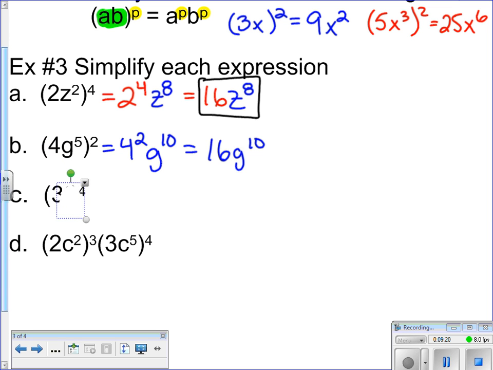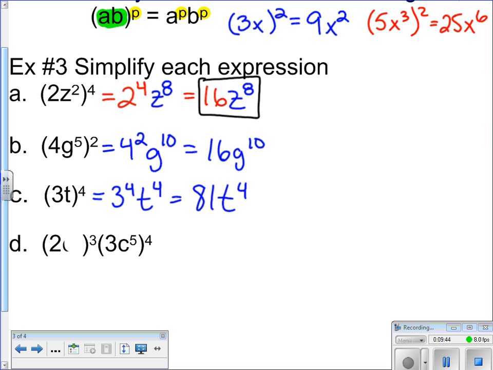Now let's come down here and look at C. Cover up the t for a moment. That's going to make 3 to the 4th. Cover up the 3. That makes t to the 4th. 3 to the 4th power is 81, so 81 t to the 4th.